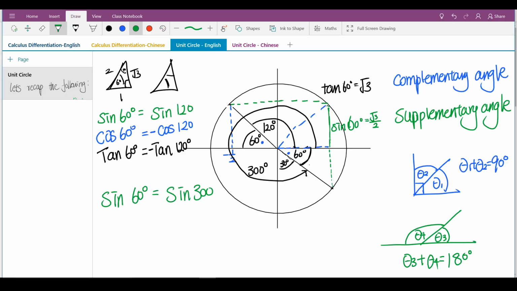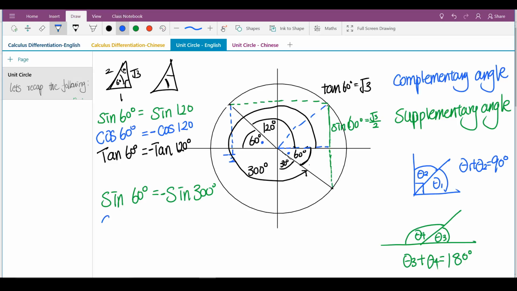So sine 60 degrees is actually equal to negative sine 300 degrees, simply because it is in the fourth quadrant, the C quadrant, and all the Y values here are negative. All right, the number will not change. Remember, guys, the number will not change. Just the sign, positive and negative.